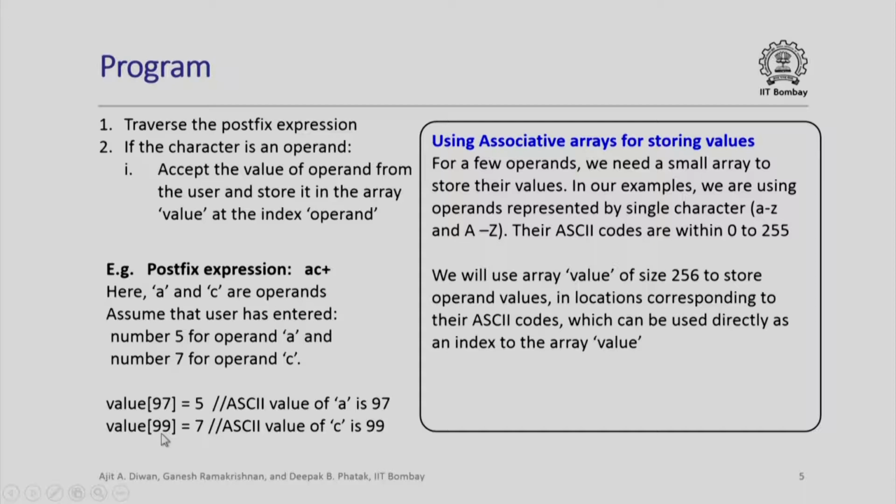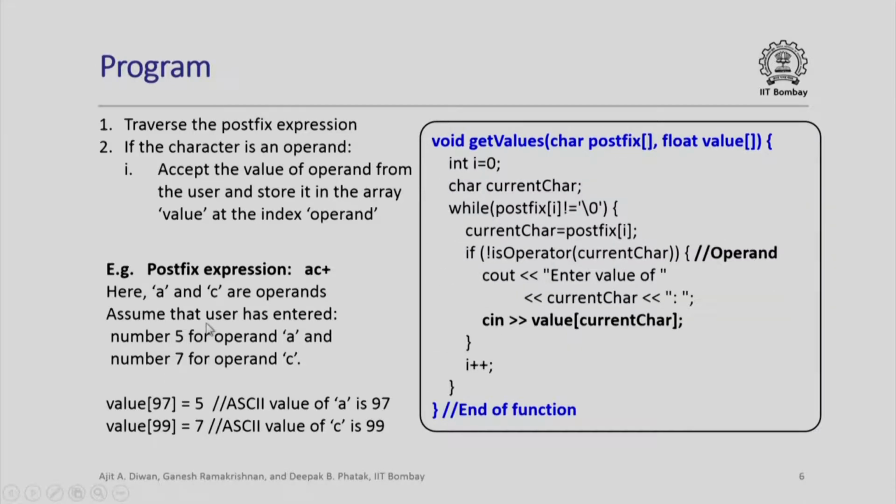This makes our program work far more efficiently. Let us look at the implementation of this in the get values function. The get values function, if you recall, if the character is an operand, we are supposed to accept the value of the operand from the user and store it in the array value. This is the same explanation that we had seen in the last slide, but this is the implementation of our logic. We define a char as current char and examine the postfix string.